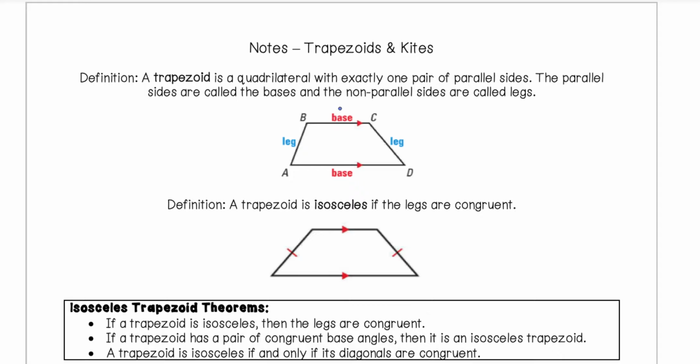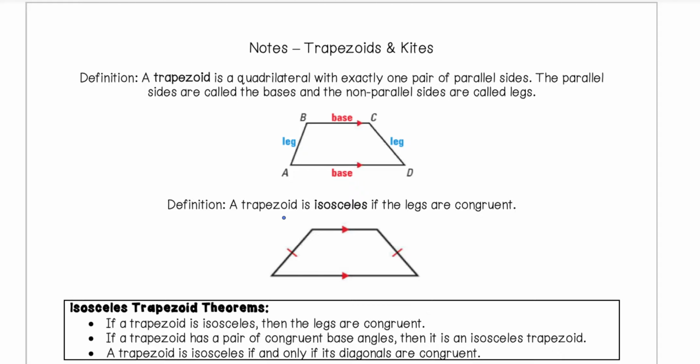The parallel sides of a trapezoid are called the bases, and the non-parallel sides are called the legs. So you can see these are labeled in the diagram below. BC and AD are the parallel sides, and they are the bases. BA and CD are not parallel, and they are called the legs.